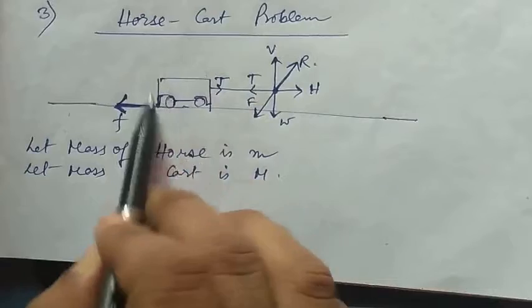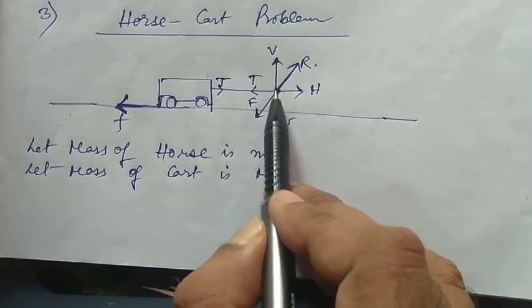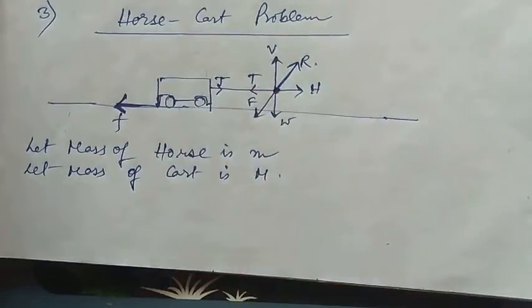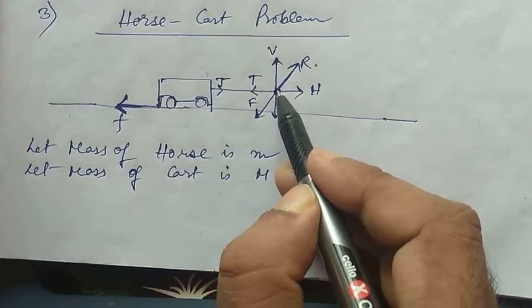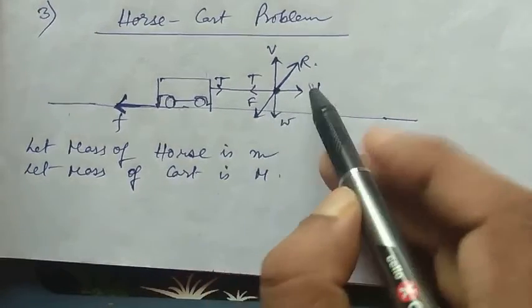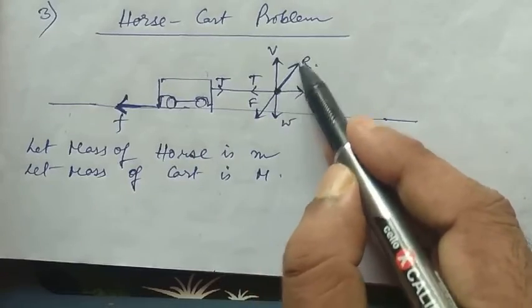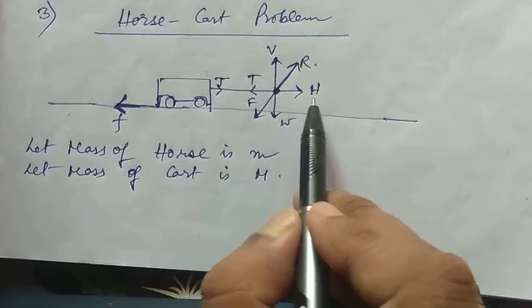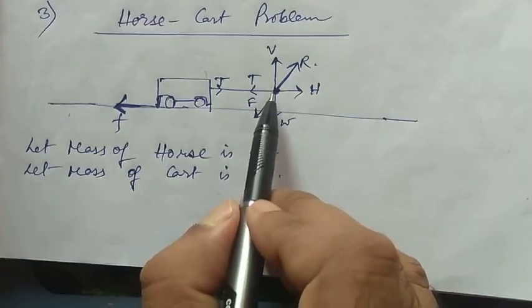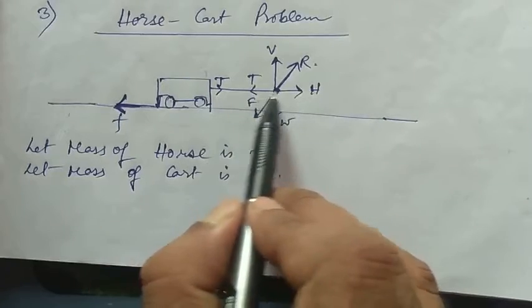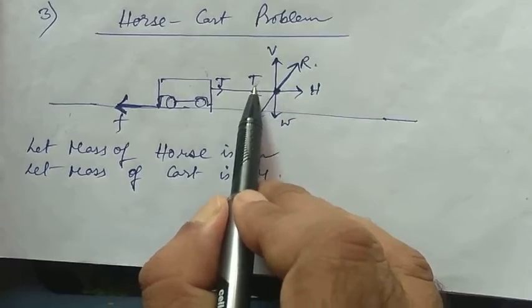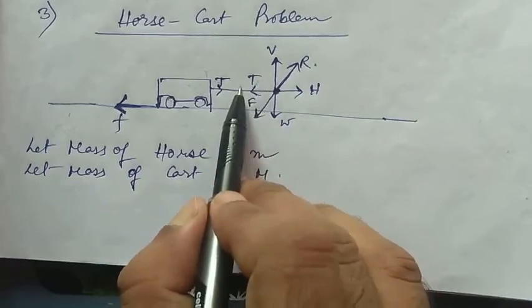Now this is the cart, and this dot is the position of the horse. Now the horse exerts a force F similar to the man walking on the road. It exerts a force F obliquely in the reverse direction, the reaction force acts in the forward direction. Now same thing, the reaction force is divided into two components, one is V, another is H. The tension force with which the horse pulls the cart is T. So here T acts in just the opposite direction.